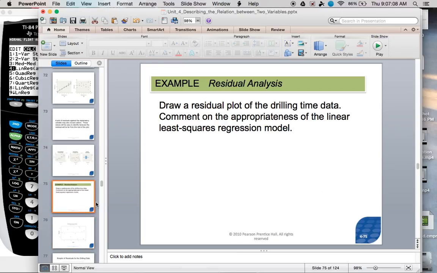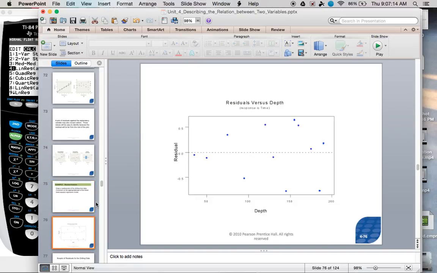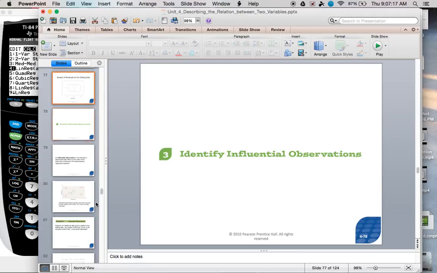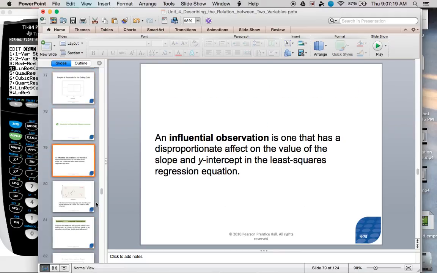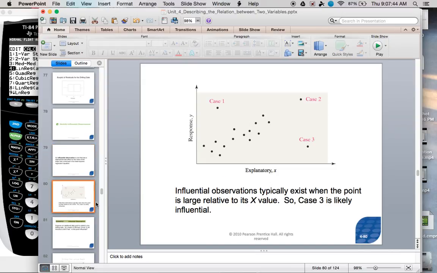So if you look at the data, this example draws a residual plot of the drilling time from the previous data set. And you can see clearly this would be a good linear model. Now, an influential observation is one that has a disproportionate effect on the value of the slope and y-intercept in the least squares regression equation. So, like I said, if you're computing grades and every grade is an 80, 81, 83, 81, 82, and then you pull a 58, well, that clearly is going to have a pretty strong effect on the least squares regression line. And you can see in case 2 and 3, they're just out of nowhere.